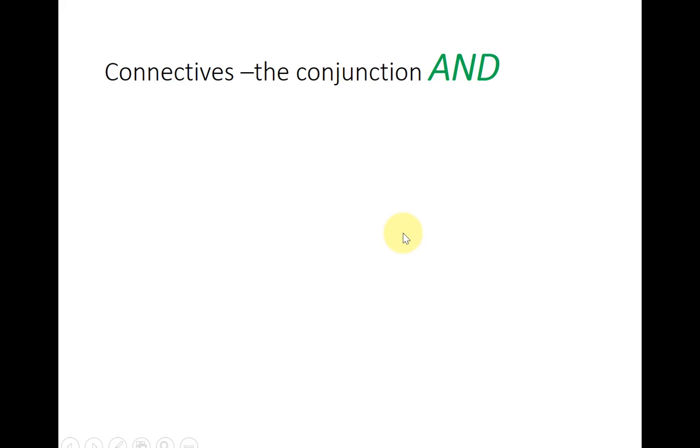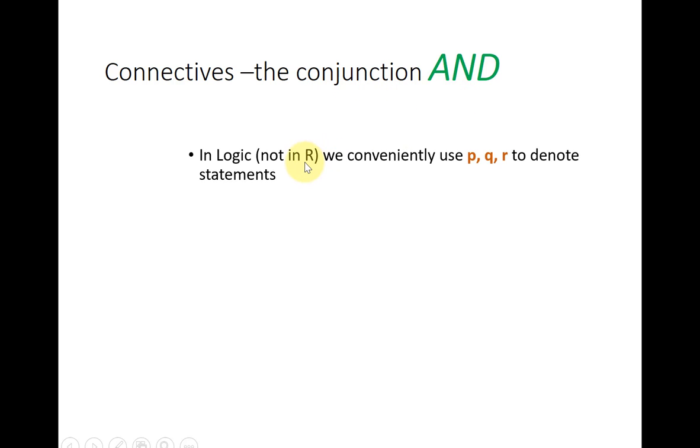Okay, so we just saw that there are these various connectives. I think we named 4 of them. Let's examine them individually. So let's talk about the and, and that's called a conjunction. So and is called a conjunction. In logic, not in R, we conveniently use P, Q, and R to denote statements. So we might say there's a statement P, a statement Q, a statement R. It's not necessarily what we do in R, but in logic that's the way things are handled.